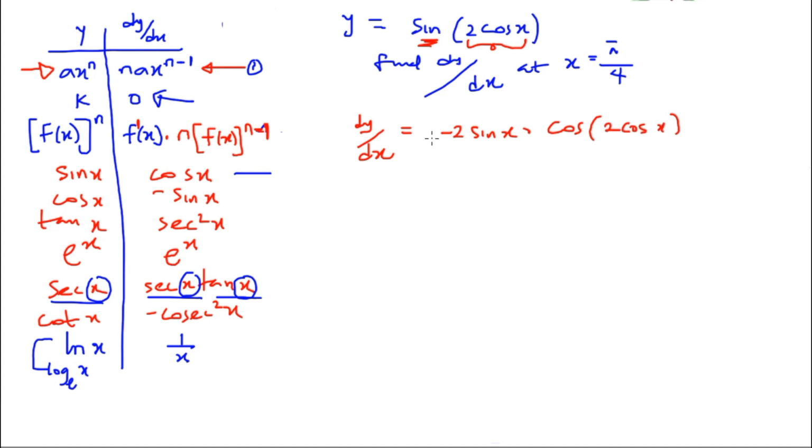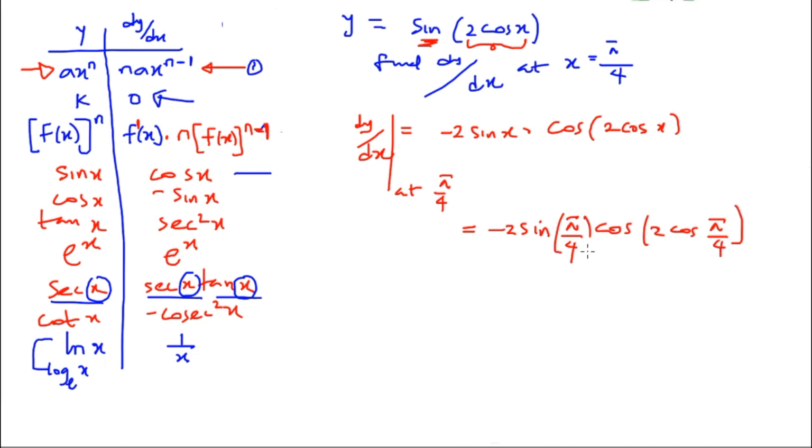But the question says that we should do it at pi over 4. That means after I have differentiated, any place that I can still find my x, I should replace it with pi over 4. Cos into 2 cos pi over 4. So this is supposed to be the right answer. If I can find a way to press this directly on the calculator, I should have the right answer.